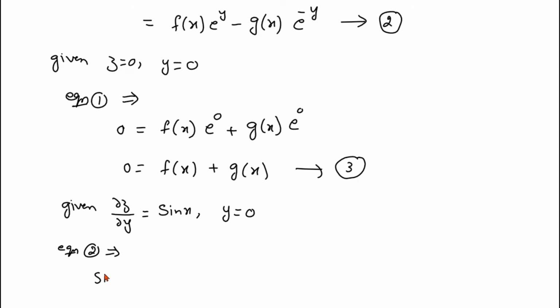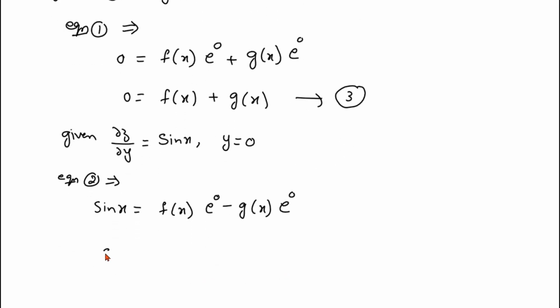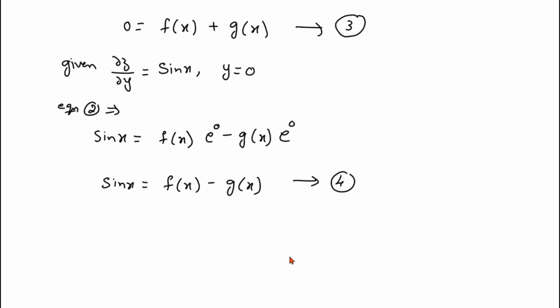So, we have sine of x is equal to f of x as it is into e power of y value is 0, minus g of x into e power of y value is 0. So rewriting this one, sine of x will be equal to, since e power of 0 is 1, you are left only with f of x minus g of x. So let me take this as equation number 4. So you have to solve equations 3 and 4 to get the values of f of x and g of x. So let us try to solve this one.